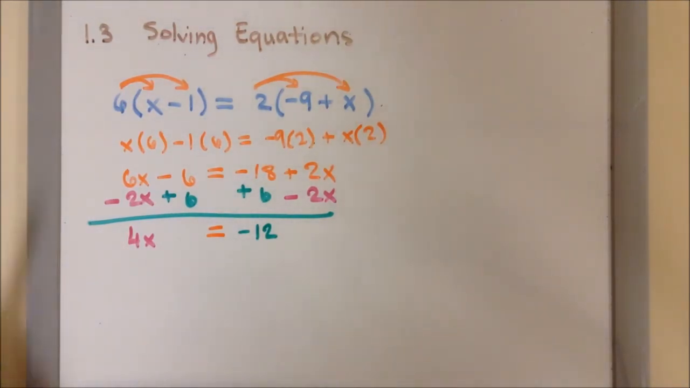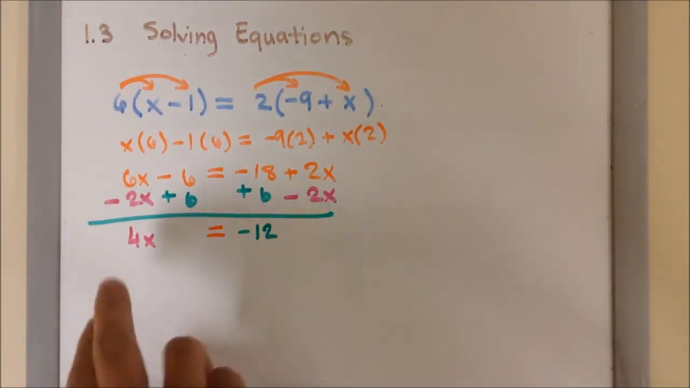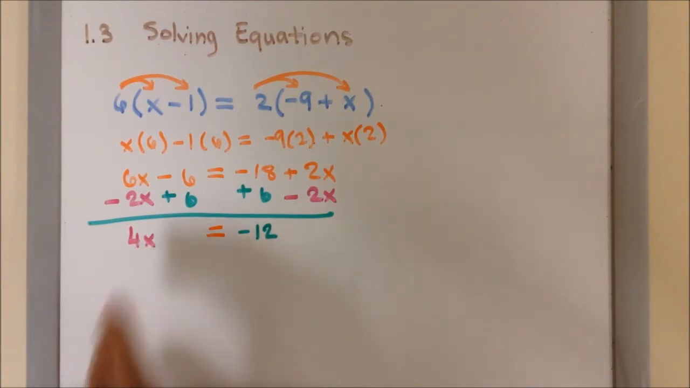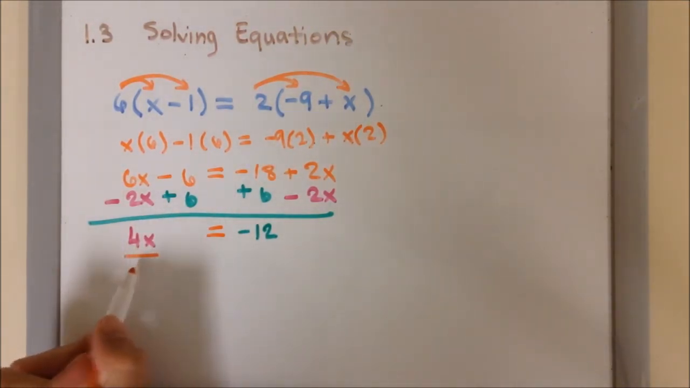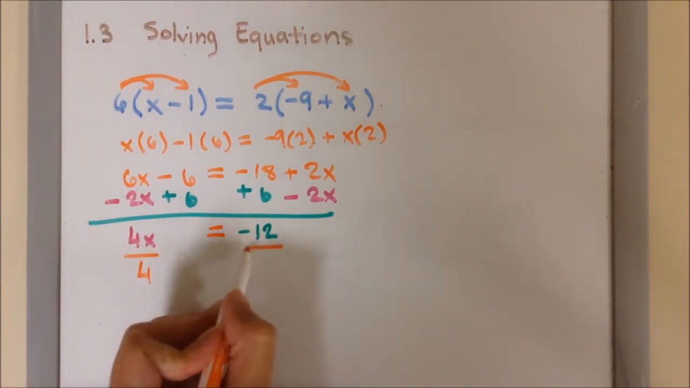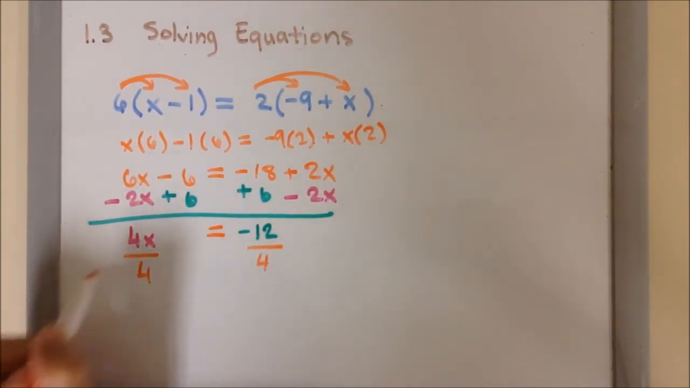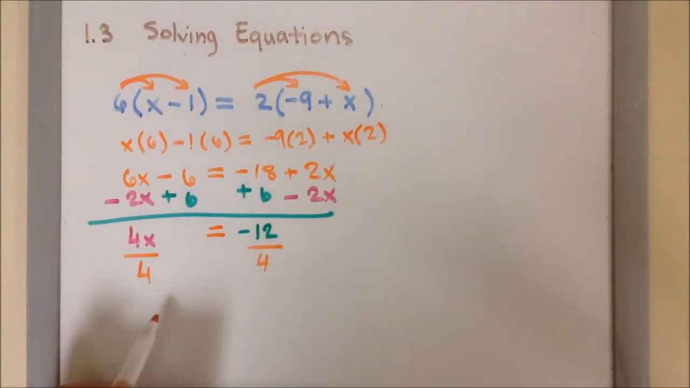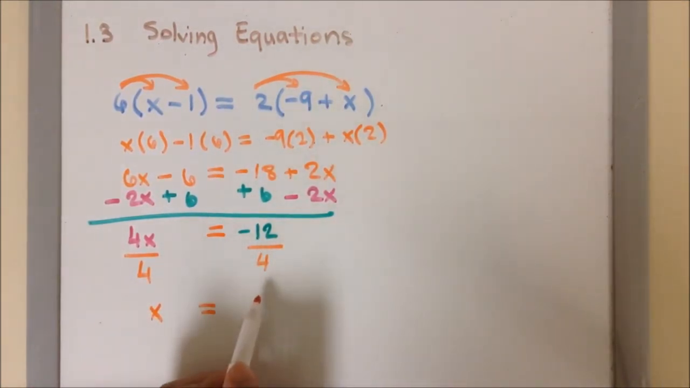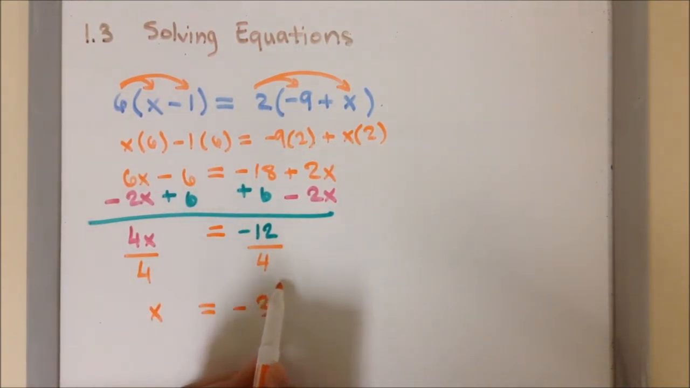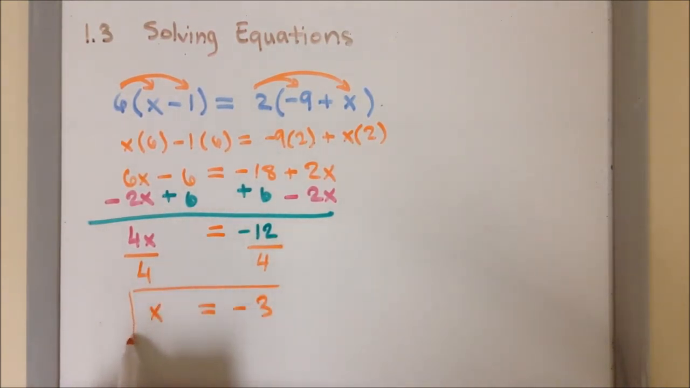Now I've got 4x equals negative 12. I'm almost done. It's 4 times x, so the opposite of multiplication is division. Divide by 4, divide by 4. 4x divided by 4 simply becomes x. Negative 12 divided by positive 4 becomes negative 3. So our final answer is x equals negative 3.